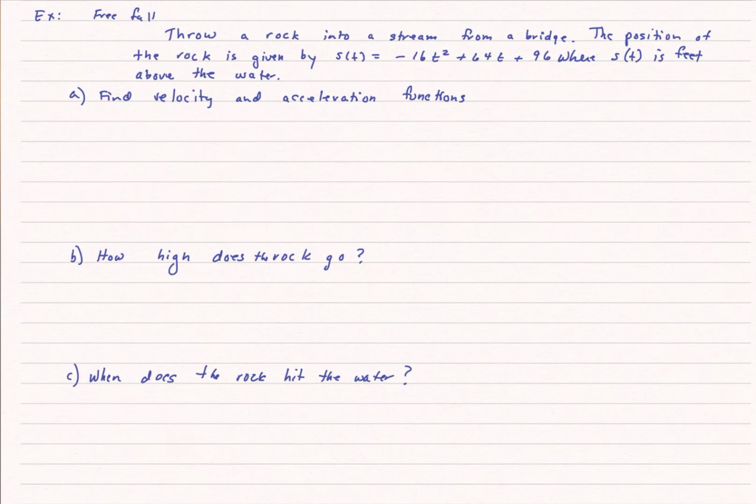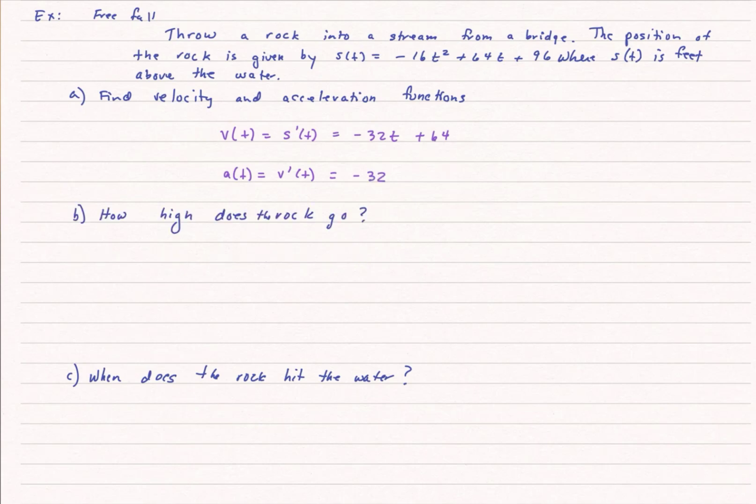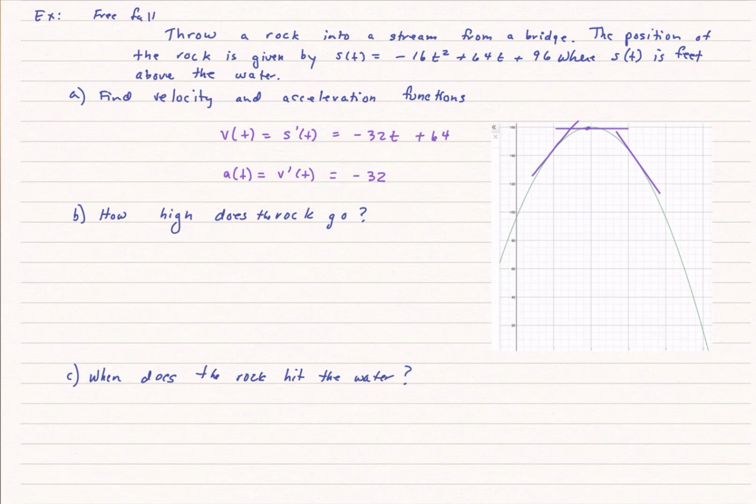Well, let's start off with the velocity and acceleration functions. If the velocity is the first derivative of the position, then I get this for the velocity function. The acceleration function is simply equal to the first derivative of the velocity, and that equals negative 32. What's the maximum height of the rock? That means I need to set v of t equal to 0, and I see that algebraically it solves for t equal to 2, which is exactly what I saw on my graph.